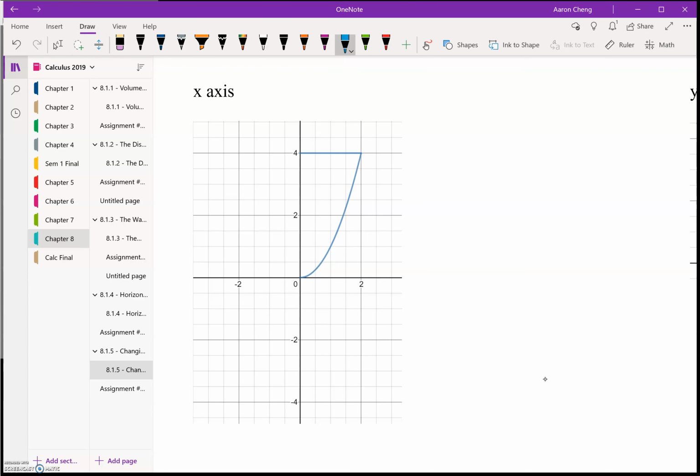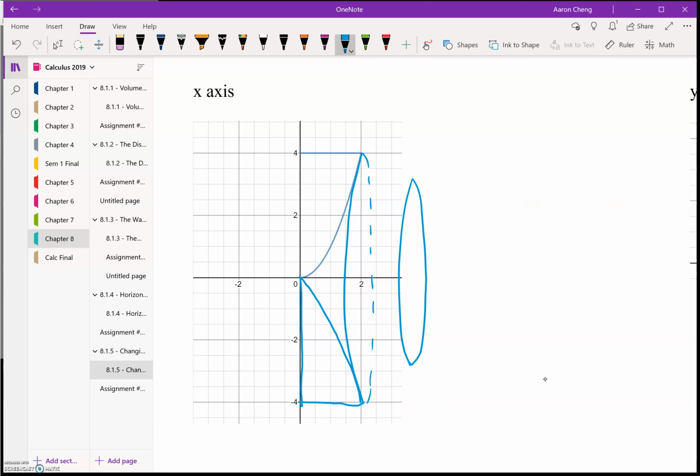So we'll have the x-axis here. We'll draw it being rotated here. And we'll talk about a typical slice. So a typical slice of this may look like this. We have a big circle. We're going to subtract the inner circle. So that means we're going to be using the washer method.